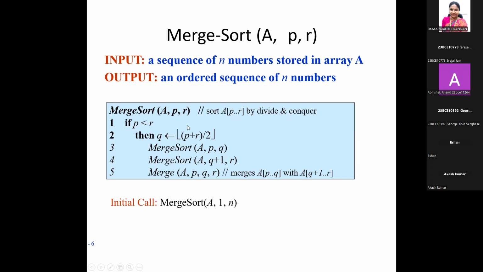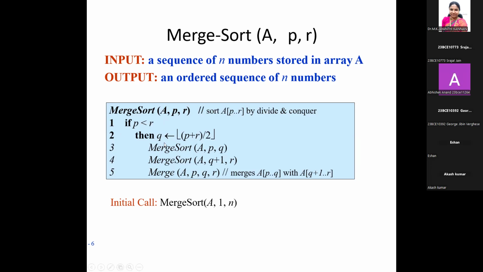If P is less than R, means P is your first zeroth index and R is the last, the size of the array. If this condition is true, it means there are some elements in the array, and only then can we apply the merge sort. If P equals R, there is only one element. If P is greater than R, there are no elements; the array is empty. If there are elements to divide, only then can we repeat the process. If there are no elements, we cannot repeat the process.